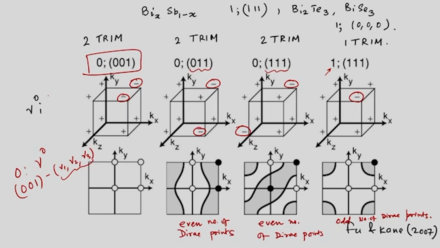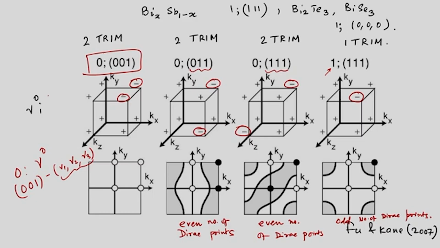Just to remind you that a strong topological insulator will have an odd number of Dirac points at the surface, and it will have an odd number of trim points. Here we have shown the odd number to be equal to 1, whereas when the strong topological invariant is 0, then there are an even number of these trim points, and there are an even number of Dirac points present in the system. So, there are 2 Dirac points present in these cases and so on.